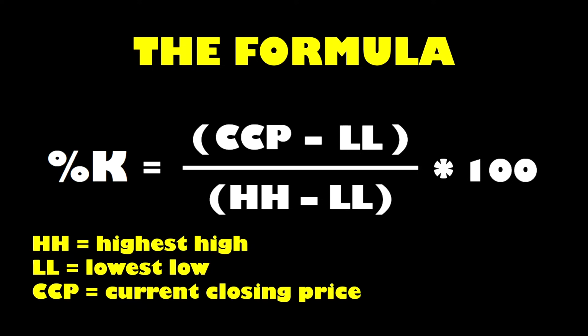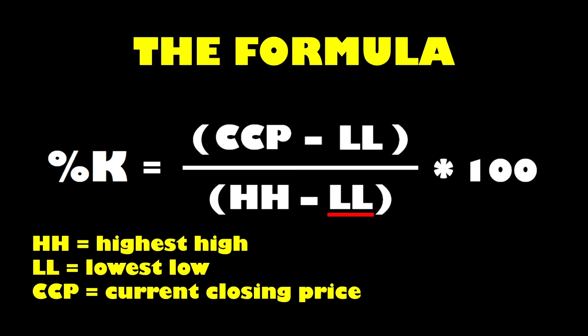As the stochastic has two lines, we've got two formulas to cover, so let's begin with the main line, which is the superbly named percentage K line. The formula for the percentage K is the current closing price minus the lowest price of the look-back period, which by default is 14 periods. Then that figure is divided by the highest price of the look-back period minus the lowest price from the look-back period. So essentially it is trying to compare the current closing price with low and high prices from that look-back.